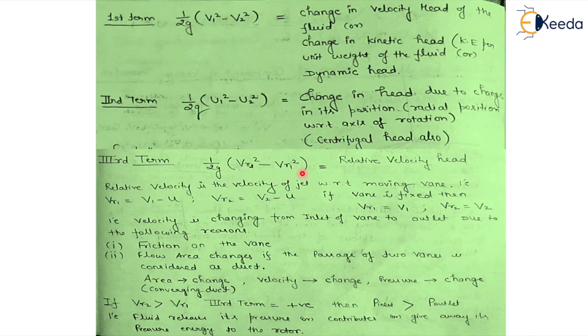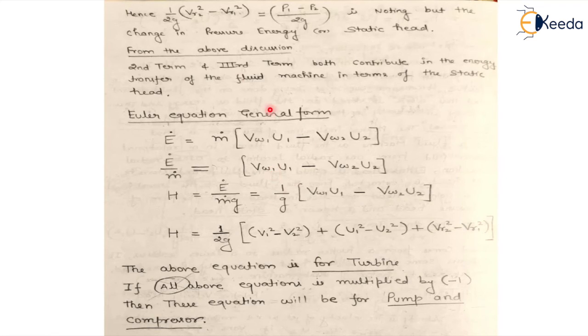If Vr2 is greater than Vr1, you have to remember the pressure at the inlet is more than the pressure at the outlet. That's why this term is also giving the pressure head. Now you see here, 1 by 2g (Vr2 square minus Vr1 square) we can write as (P1 minus P2) by 2g, and this term is nothing but the change in pressure energy or static head. So from the above discussion we can say that the second term and third term both contribute to the energy transfer of the fluid machine in terms of static head.